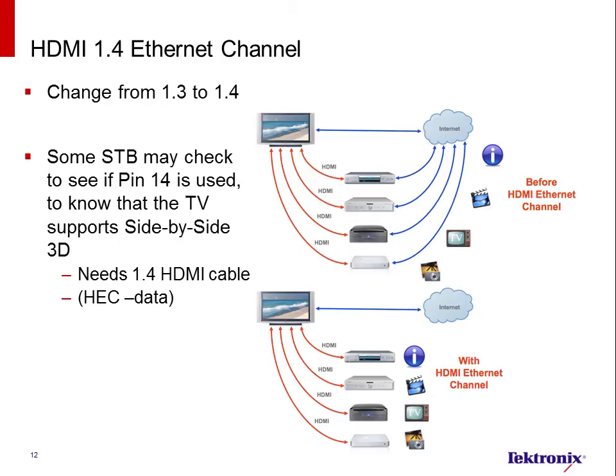So if we look at HDMI 1.4 with the return Ethernet channel, the change from 1.3 to 1.4 is that in 1.3 and earlier, if you had devices that required internet connectivity, you had to run Ethernet, either wirelessly or wired, to each one of those devices independently, as well as to the monitor itself.